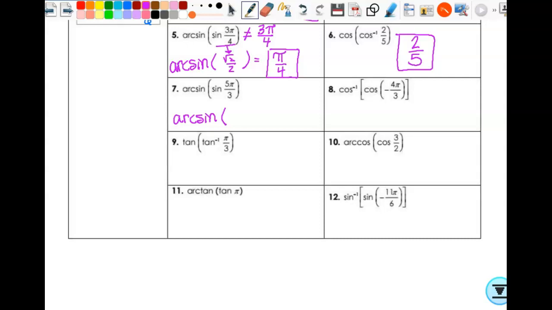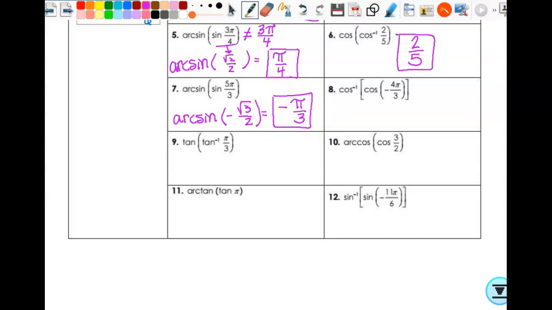5 pi thirds, fourths. So it's going to be negative, right? And then pi thirds, negative square root of 3 over 2. All right, so then the arcsine of negative square root of 3 over 2 is going to be negative pi thirds. Okay. Questions on how we got that?